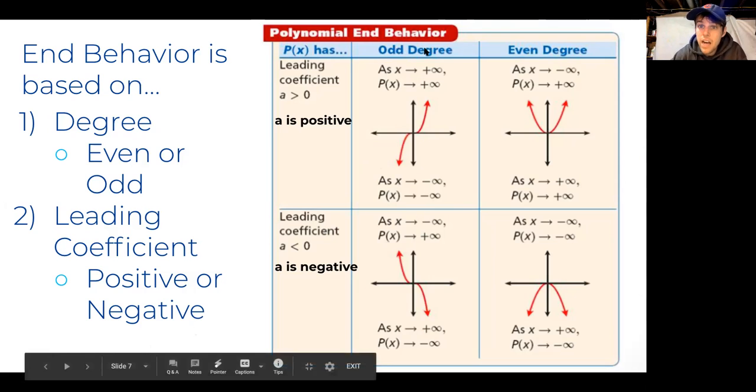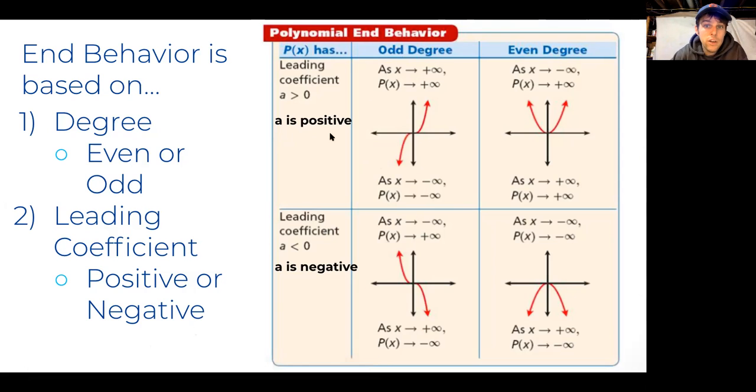So if we have an odd degree and our leading coefficient is positive, this is what's happening. As the x value increases, as we move out to the right on the graph, the polynomial is going to go up. It's going to grow up to infinity. And then on the left side, it's going to go down to negative infinity. So as the x value gets smaller and smaller, or a bigger and bigger negative value, it's going to go down forever.